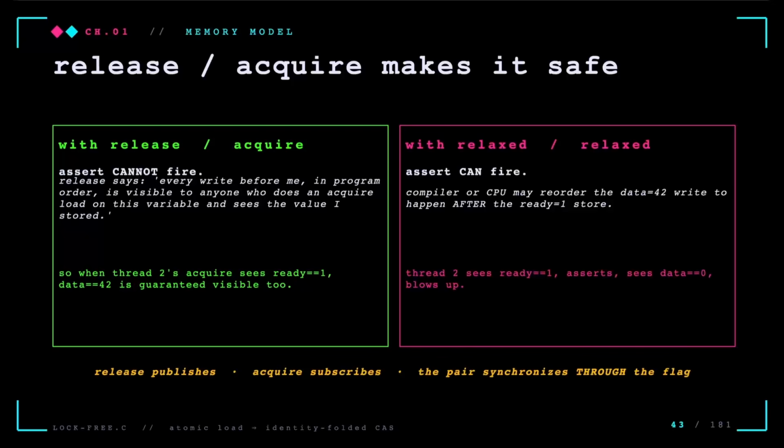So if you have a producer-consumer model, then release acquire may be the memory model that you would want to use. And under this memory model, assert cannot fire because when thread 2 sees ready equals 1, the data equal to 42 is guaranteed to be visible as well. So as soon as that flag flips, the data is guaranteed to be visible. And if we use relaxed, then assert can fire, right? Because the CPU can reorder the data equals 42 to happen after setting the flag ready to 1. And so, yeah, that can mess things up.